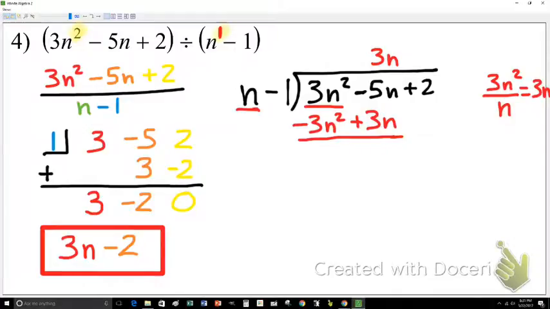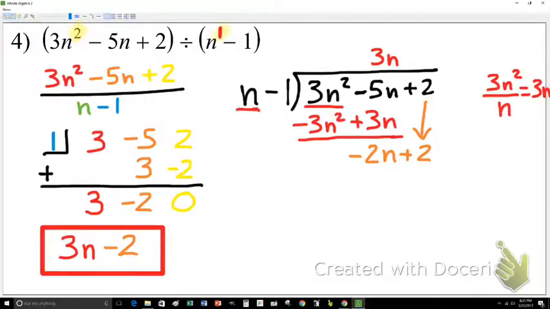So we go ahead and add the terms. 3n squared minus 3n squared, that's just 0. And then negative 5n plus 3n, that would be negative 2n. And then after we're done adding, we just bring down the next term, that plus 2. And then the whole process repeats, but this time, instead of 3n squared, we're going to use this negative 2n. Okay?